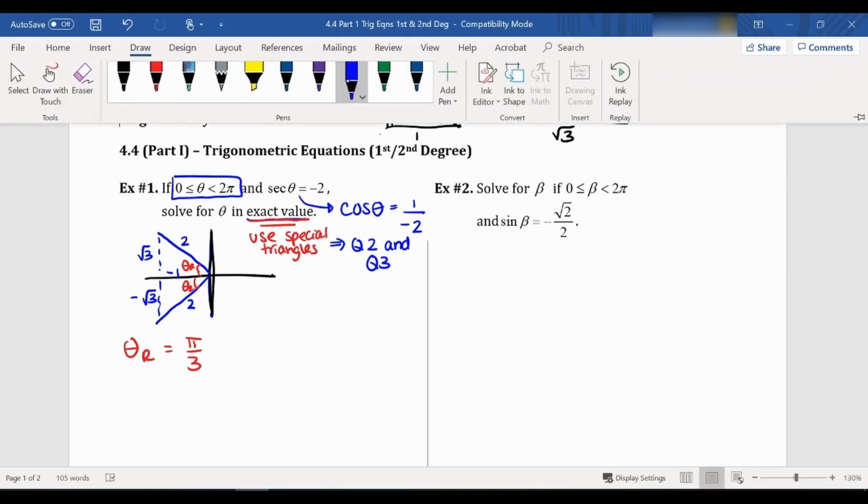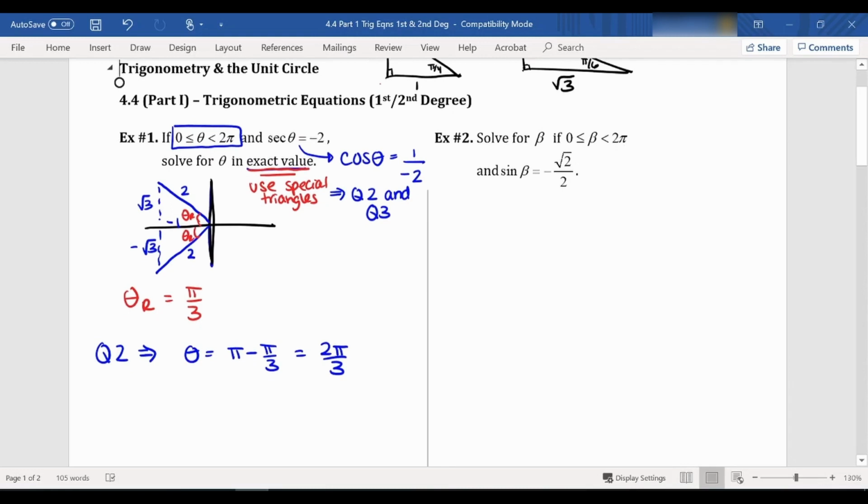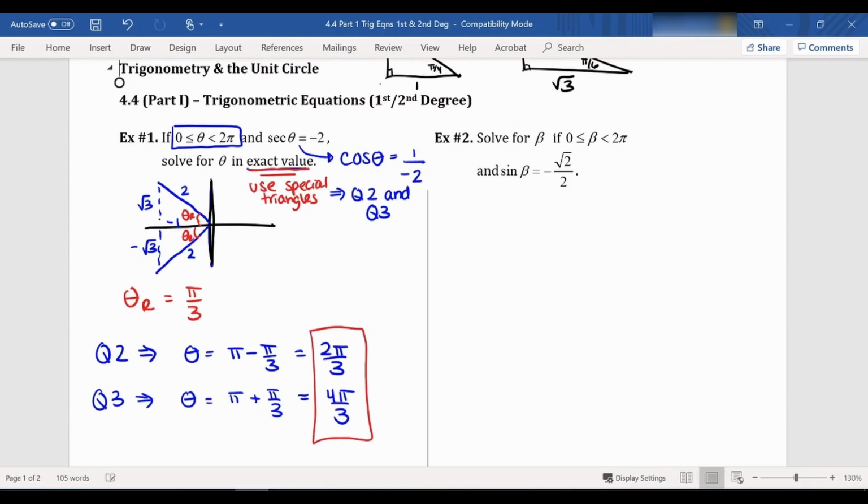So in quadrant 2, our theta is going to be pi minus pi over 3, which would give us 2 pi over 3. Right? So if I started, pi would be a half rotation, but I didn't quite go that far. I was the reference angle short of that. Quadrant 3, our angle is going to be pi plus pi over 3. I traveled my half circle plus a little further, and the little further is pi over 3. And this would give me 4 pi over 3. So I have two possible answers here.